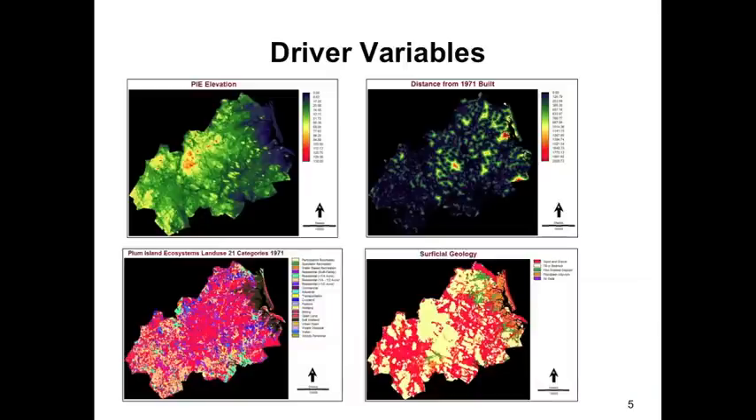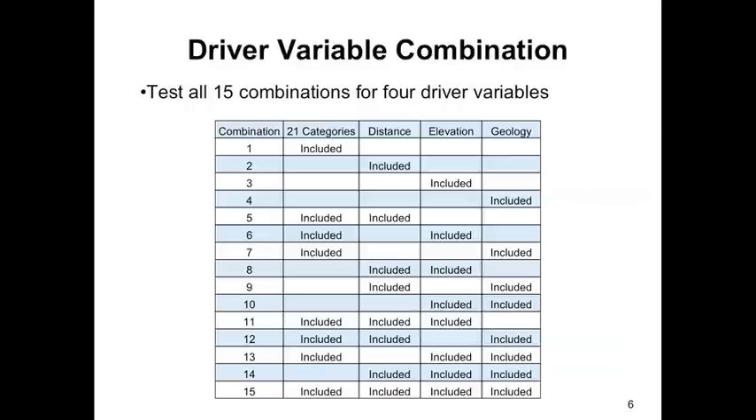The four driver variables included are elevation obtained from the ASTER DEM, distance from built in 1971, land cover map in 1971, and surficial geology data showing soil types distribution in the study area. The first two are continuous data, and the latter two are categorical data, so we need to transform them into continuous ones before importing them into the transition models. Here are the 15 combinations of driver variables that we have tested.